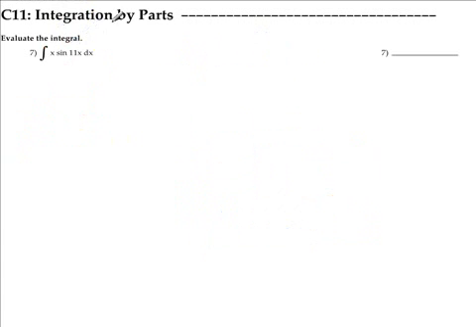Concept 11 suggests to do integration by parts here. I see two parts. I see an x and I see a sine 11x. If I follow our little LIATE, L-I-A-T-E, the thing we want u to be is x, the algebra. Then dv will equal everything that's left, which is sine 11x dx.